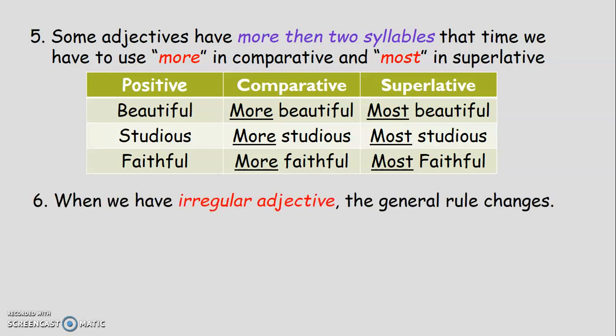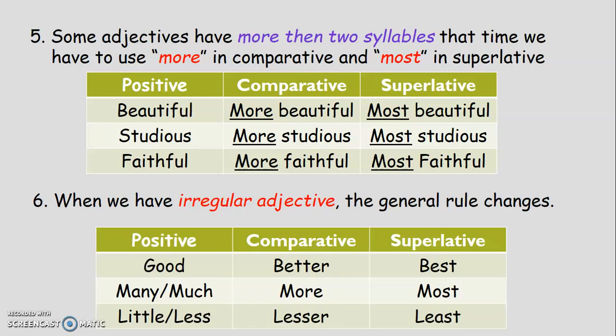Next, that is the last rule. When we have irregular adjectives, the general rule changes. So what is the general rule? When it is comparative, we add er, and when it is superlative, we add est. But since the adjectives are irregular, that rule is not applied. So then what do we have to do? Let's see in the example. See, an irregular adjective is good. When good is there, we cannot write gooder or goodest, but we have to write good, better, best, many or much, more, most, little, less or lesser, least.